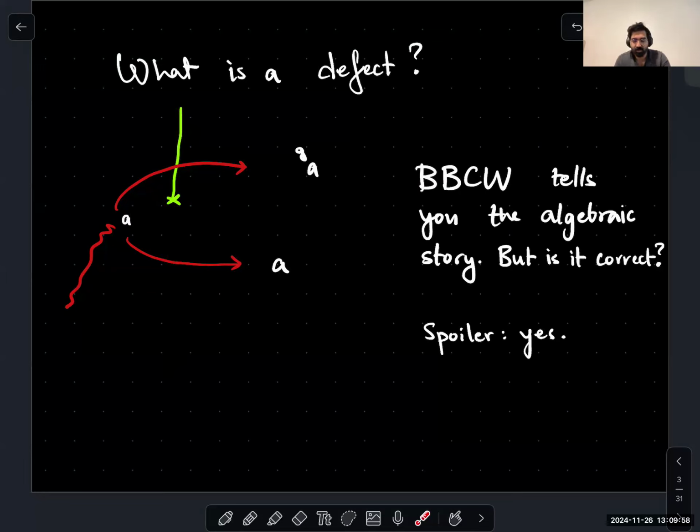Right. And by the way, we're doing all of this in 2+1 dimensions. This is not a boundary of a 3+1 dimensional system. This is inherently just a 2D system. Okay. So this is the picture.